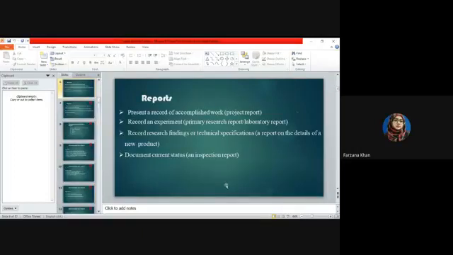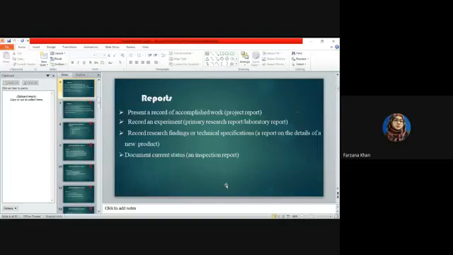So, further objectives of the report. Reports basically present a record of accomplished works. For example, a project report usually presents the record of what is going on in the project, how much work has been done, and how much work is left, which will be done in the future. And reports also record an experiment. For example, a primary research report like a laboratory report: an experiment which is conducted in the laboratory is also written. So, the report records an experiment that is preserved and saved.